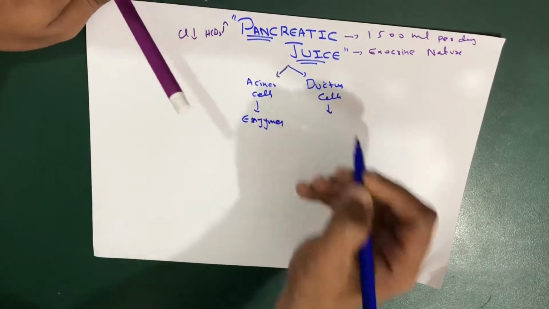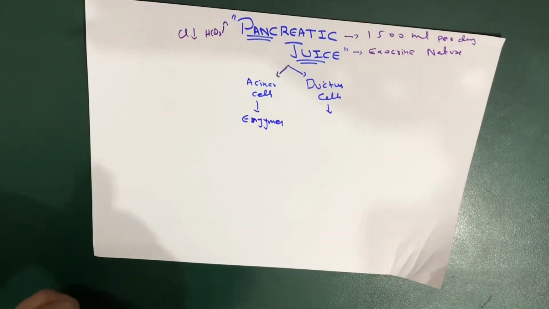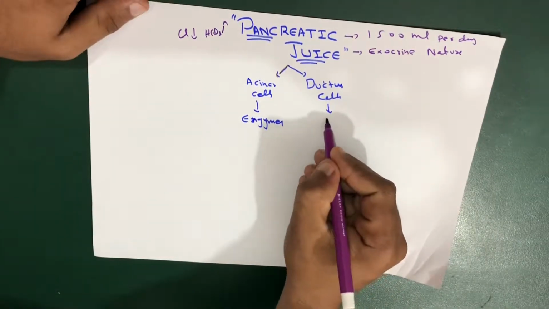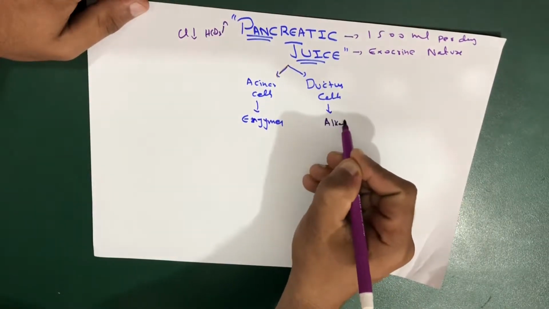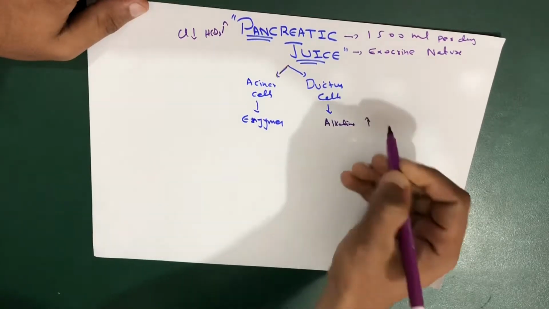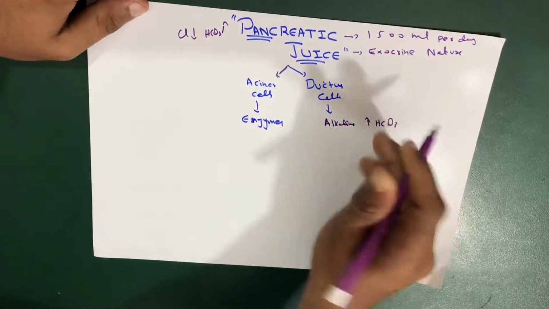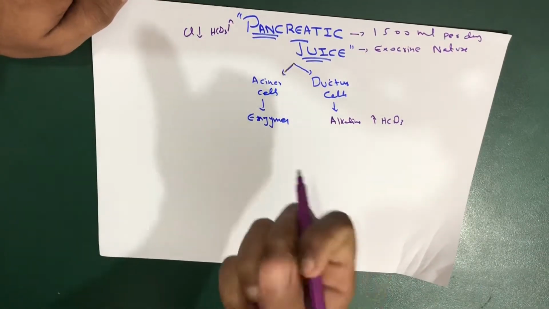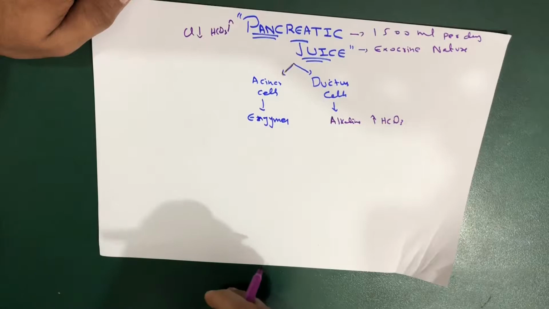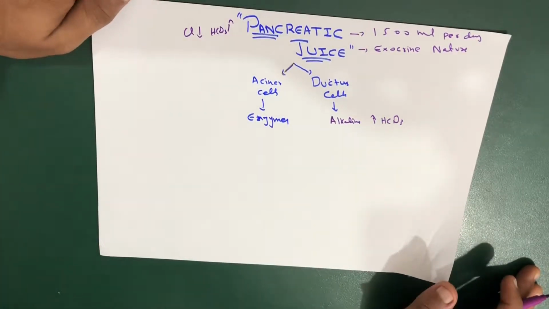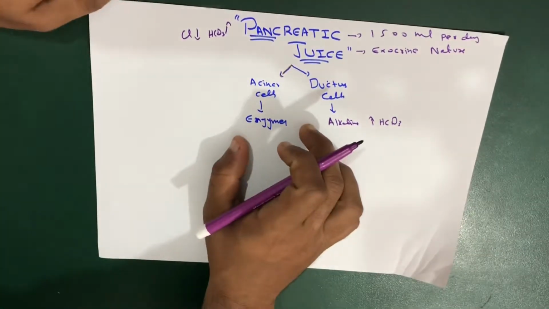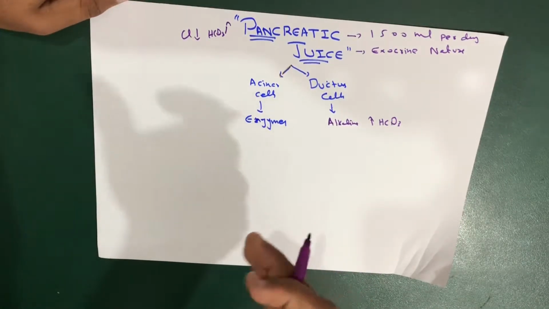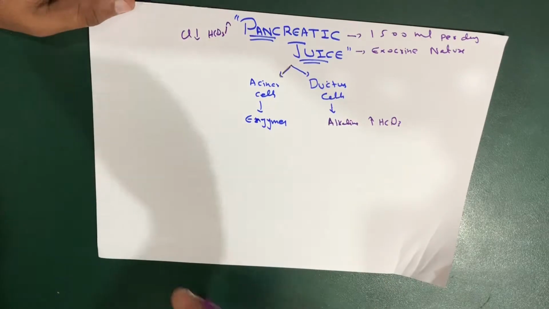Your ductus cells secrete the aqueous alkaline component with a lot of bicarbonate, and the acinar cells secrete your enzymes, which together form your pancreatic juice. If we talk particularly about the enzymatic juices, the pancreatic juice contains important enzymes for digestion of all foods.